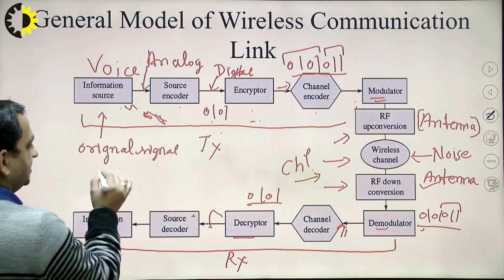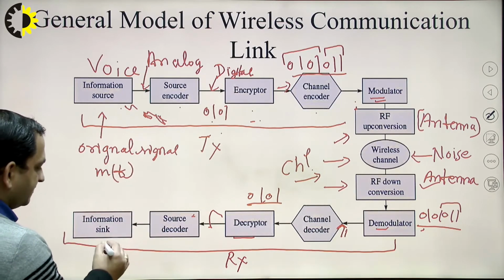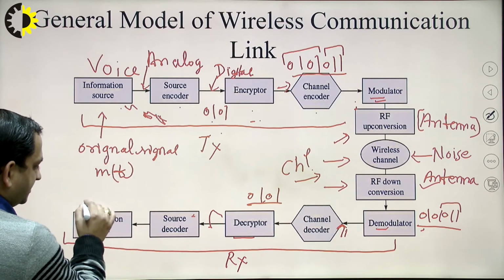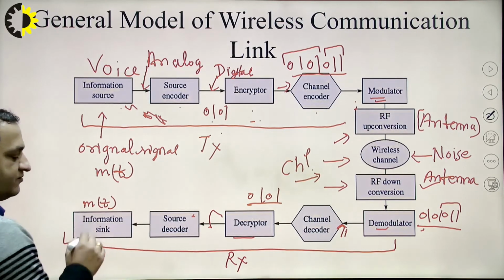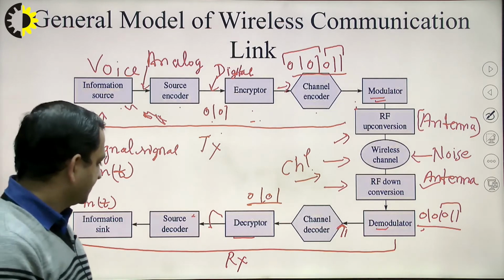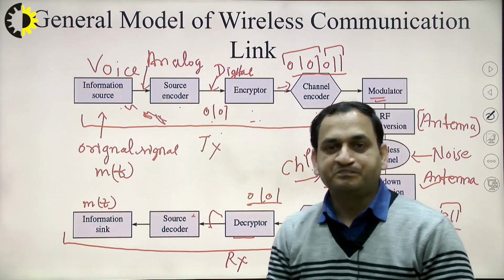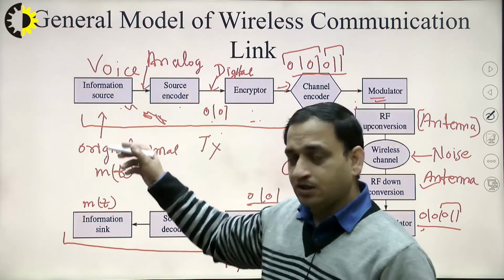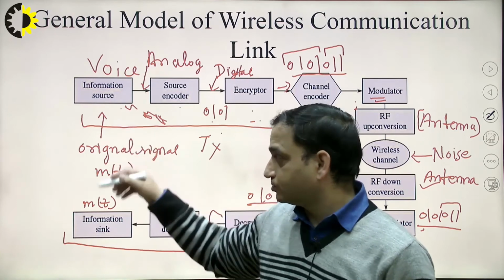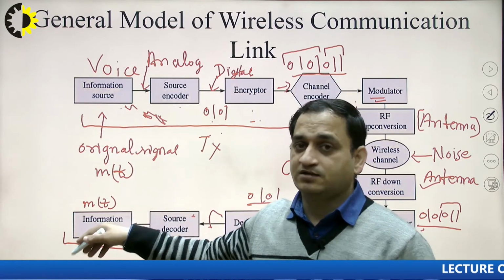So, it may be your empty. Okay. So, it will receive the same empty original signal as the information sink. So, this is the complete block diagram of the wireless communication link between the source to the destination, or the source to sink, or this is your transmitter and this is your receiver.